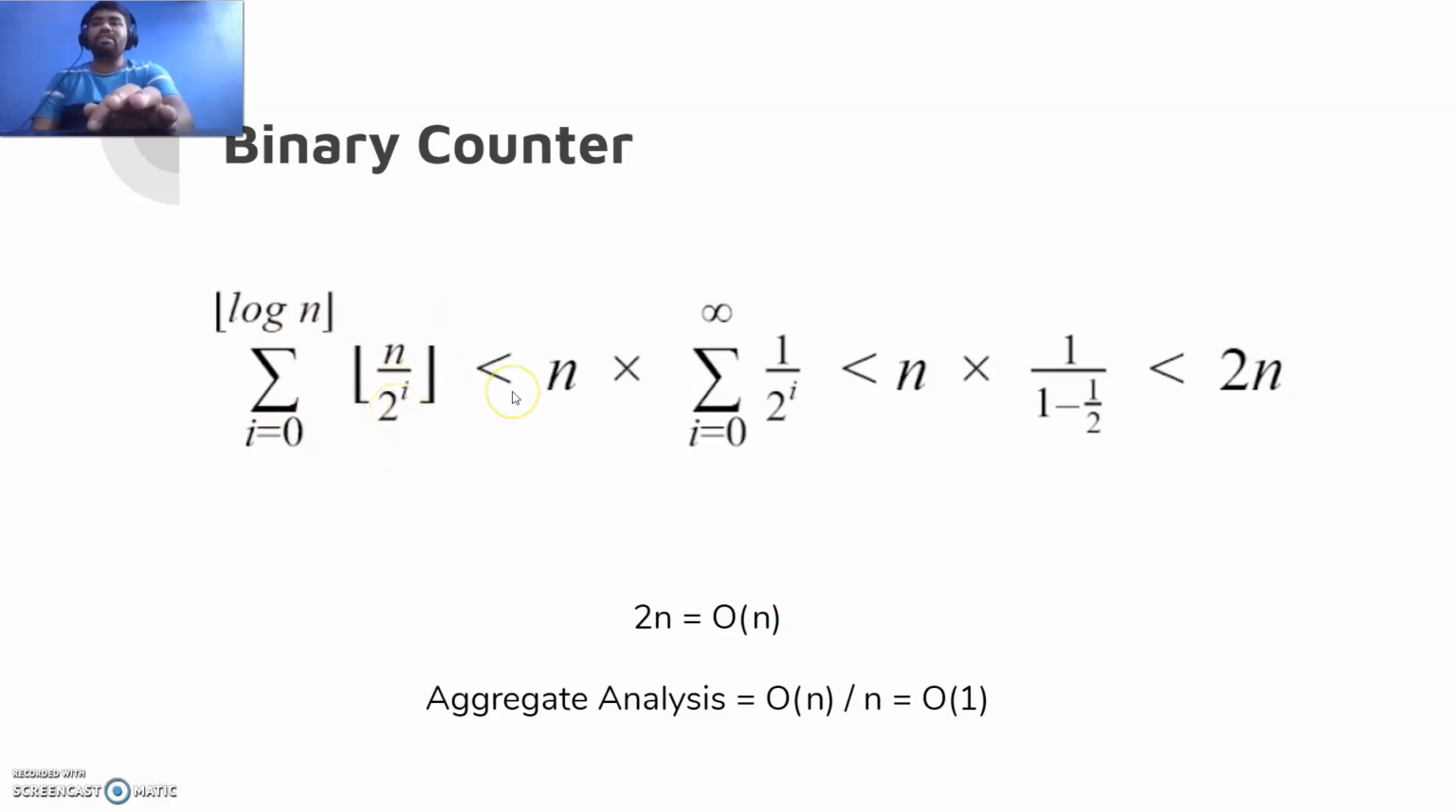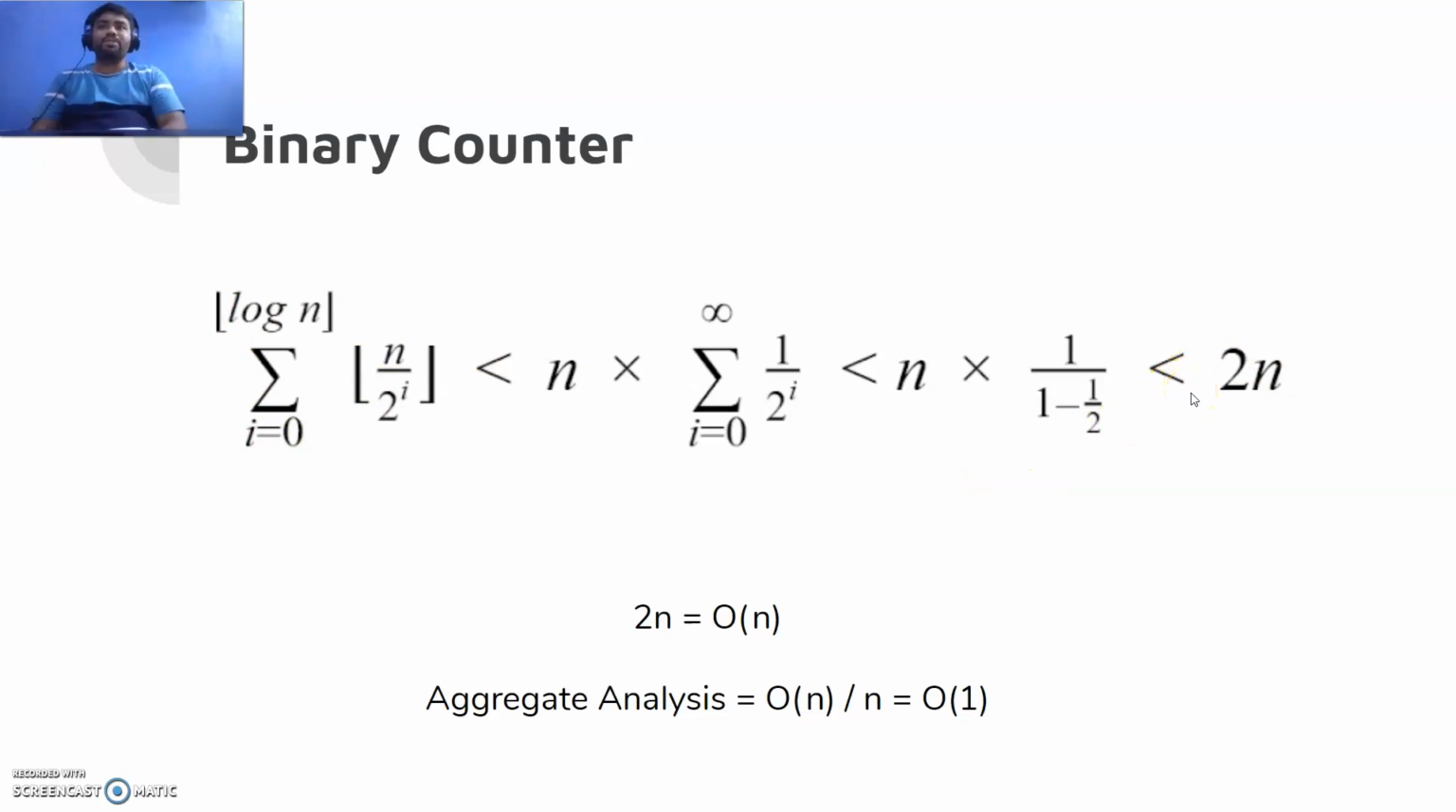Now, this is obviously going to be less than the sum if I change log n to infinity. So it is n times the sum from 0 to infinity of 1 by 2 raised to i, where I've just taken n outside. This is a geometric progression, right? And for a geometric progression, this sum can be converted into 1 divided by 1 minus 1 by 2. When I do this, it gives me the value 2. So I multiply 2 by n and it comes to 2n. So the entire complexity of this function is less than 2n.